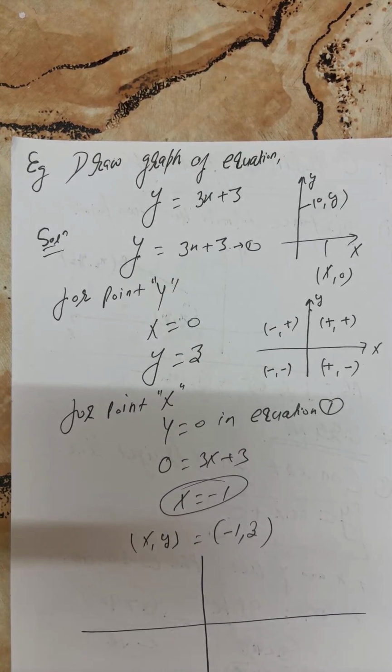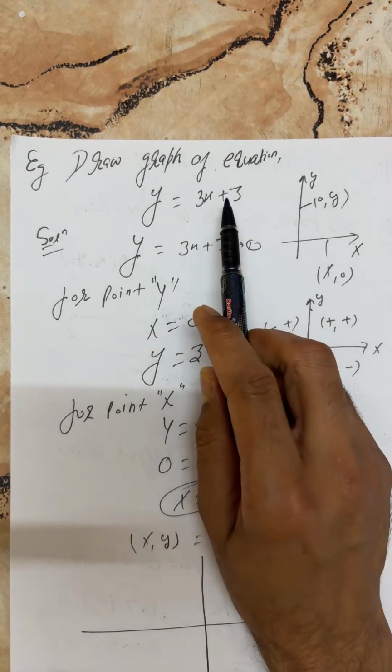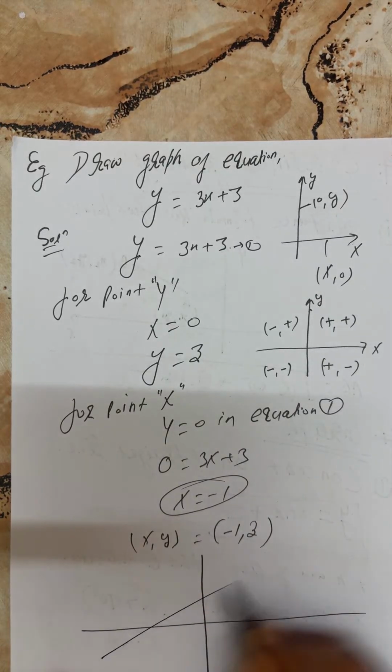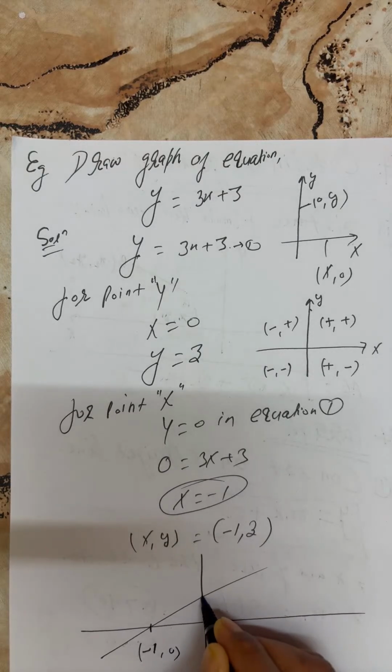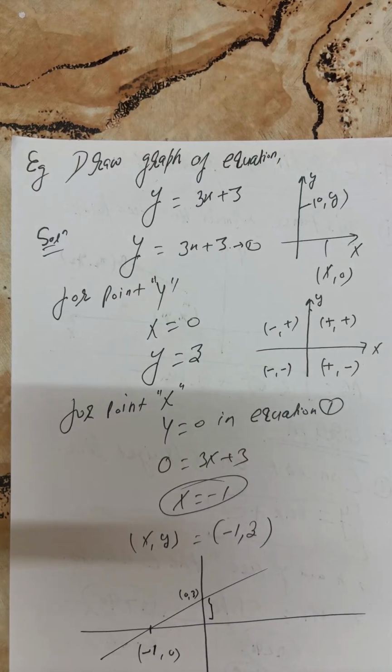So simply, just find the points and you can easily make the graph here, because the slope is positive and the intercept is also positive. So finally, this is your graph. The graph will cut over here at minus 1, comma 0, and this is 0, comma 3, and this is the intercept.